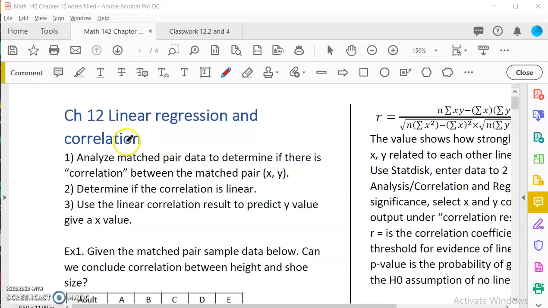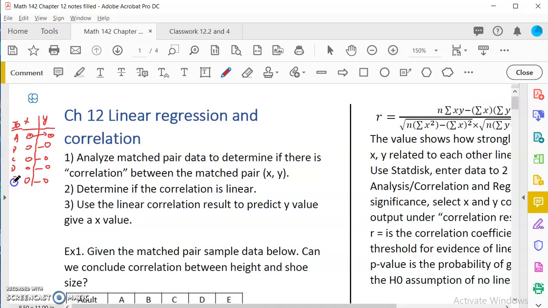What is it about? It is about match pair data, X, Y, where each one of them is a value, but it pairs up with another one. The reason it pairs up is maybe you're getting this data from the same person. So actually, there is an ID here, and this value and also this value are from the same person, A, B, C, D.